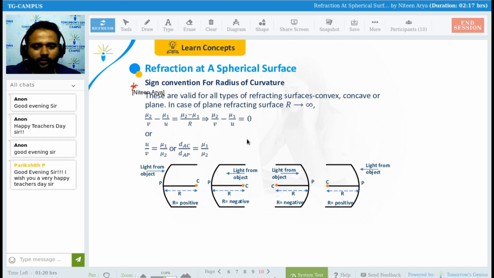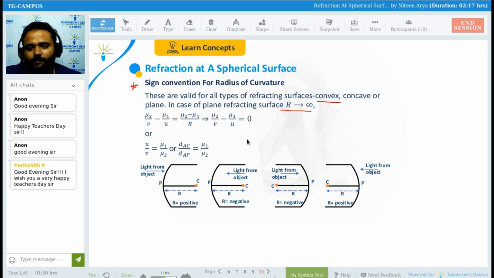So, the sign convention is an important one. Sign convention for radius of curvature: these are valid for all types of refracting surfaces, either concave or convex, spherical in manner. In the case of plane refracting surfaces, R is going to be infinite, so this relation is not going to be fulfilled. Clear? It is fulfilled only where the radius has some finite value, for a spherical surface. Is this clear, everyone?